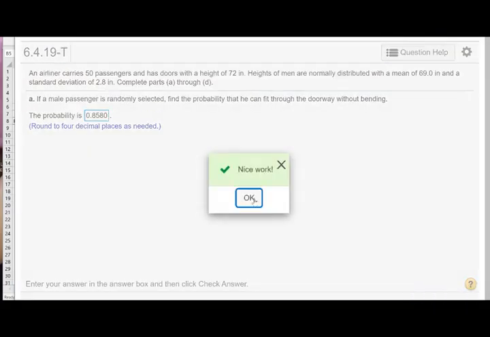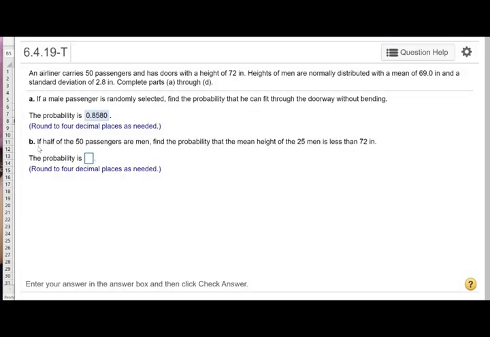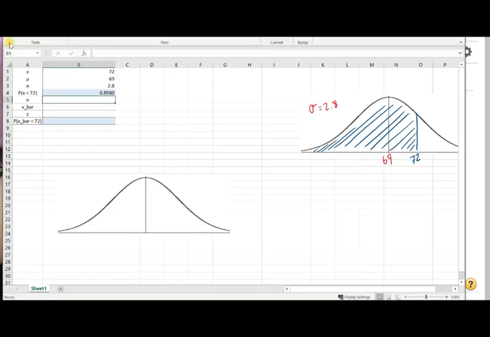Okay, looks good. Now, question 2, part B. If half of the 50 passengers are men, find the probability that the mean height. So what is the probability that for a sample of 25 men, the sample mean is less than 72 inches? This is an application of the central limit theorem. Okay, so we'll apply the central limit theorem here.